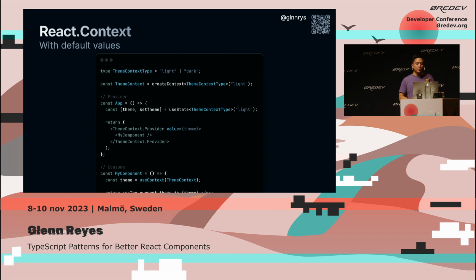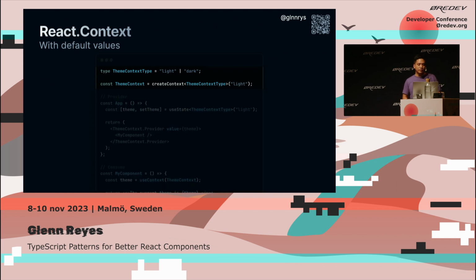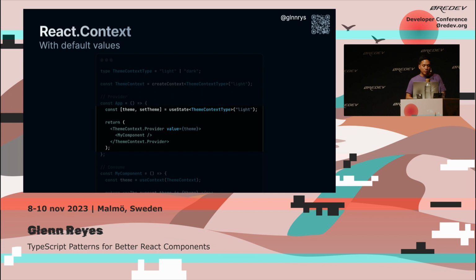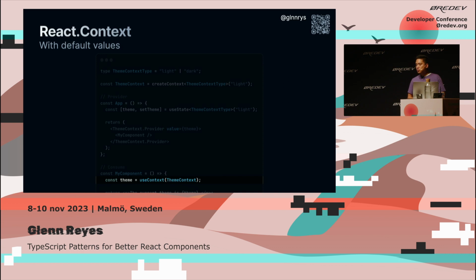Here is how you type context with default values. If you have default values, you may want to pass them, of course. In that case, I have a ThemeContext that I provide with some ThemeContextType, which is a union of light and dark. Then you have your provider, which also comes with some default values. It may come with some state, and then you pass the value to your provider. After that, you're ready to go. You just use your hook, useContext, and the types will come out automatically as you would expect.